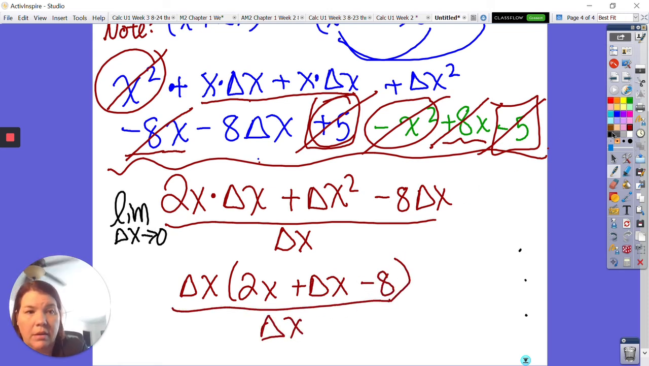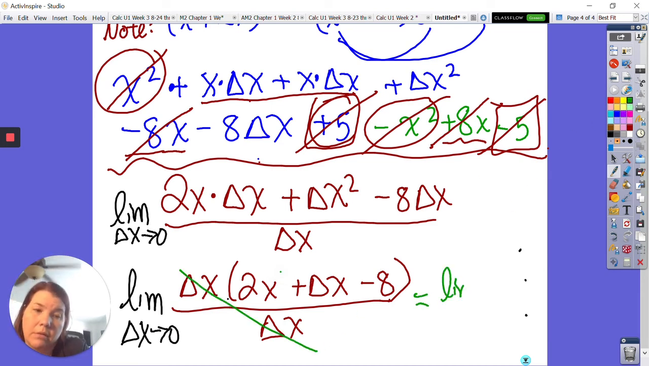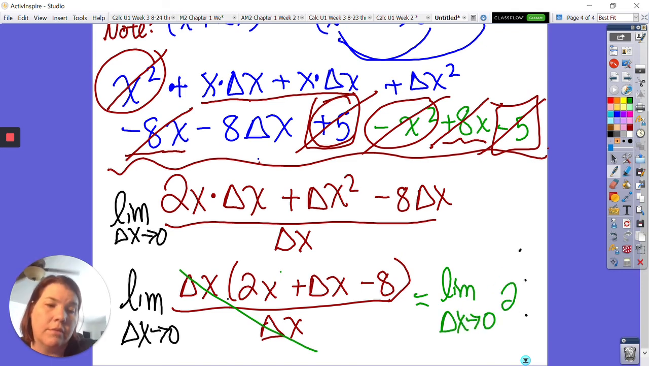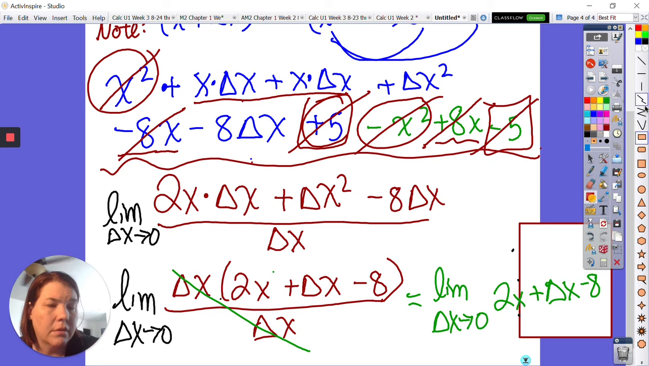I still have my limit. It hasn't gone anywhere. But these cancel. And so I'm left with the limit as Δx goes to 0 of 2x plus Δx minus 8. And you can't really see that. Let me get something behind it. Whatever, we'll just leave the line there.